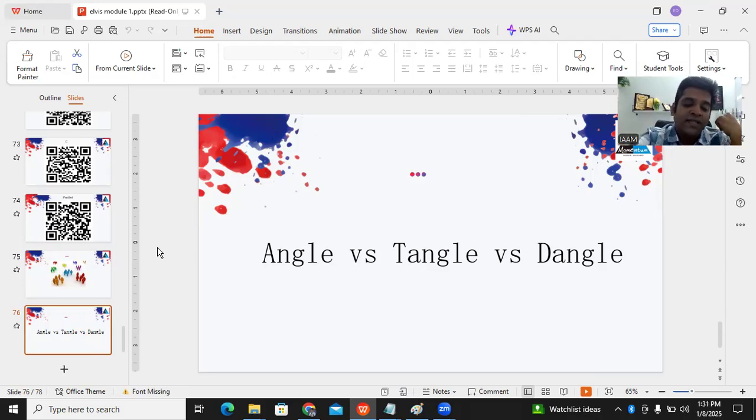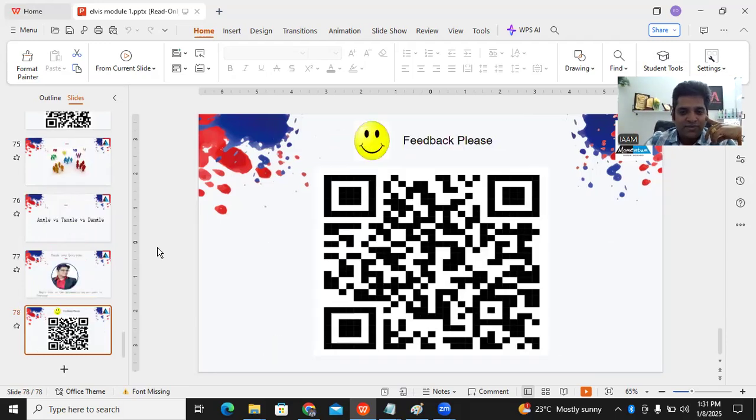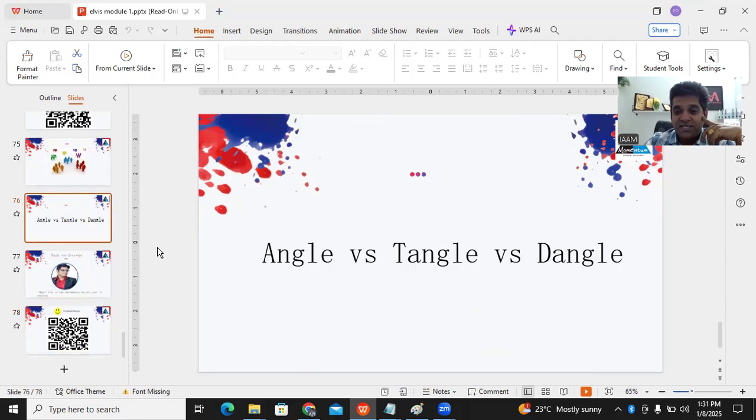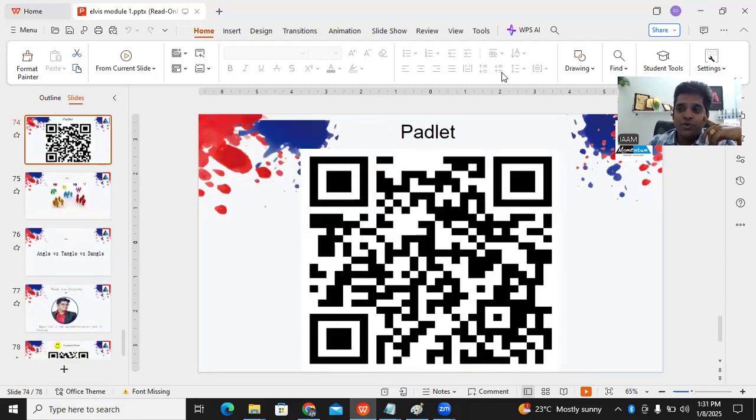So you form three teams, give one team Angle, another team Tangle, another team Dangle, and then you can rotate this. So in the next turn, the Angle team takes Tangle, the Tangle team takes Dangle, and the Dangle team takes Angle. Okay, so that was it, guys. This is the entire module. Now let me show you.